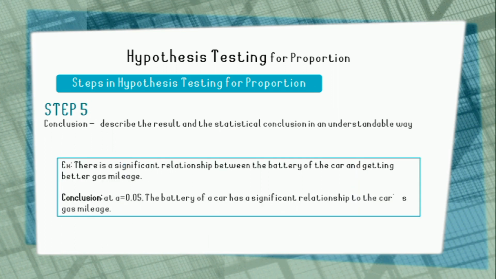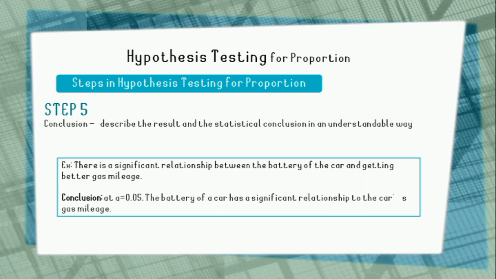Next is the last step, the conclusion. So, here, describe the result and the statistical conclusion in an understandable way. For example, there is a significant relationship between the battery of the car and getting better gas mileage.